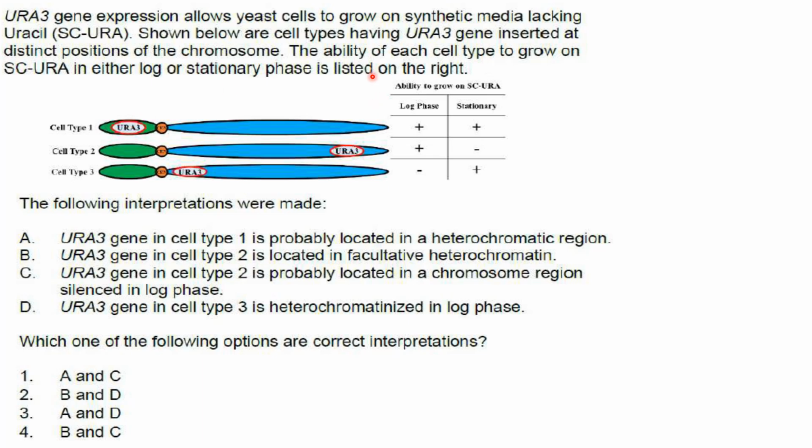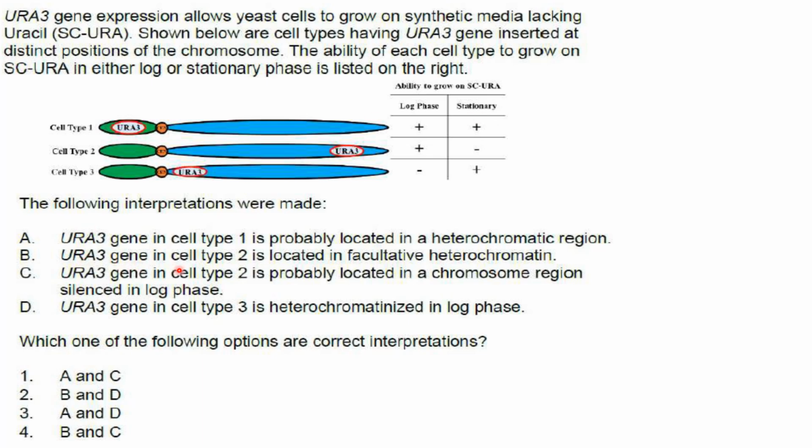What is heterochromatin? Heterochromatin is tightly packed DNA where the genes are silenced, and there are two types of heterochromatin. One is constitutive, which is permanently silenced, and facultative, which can switch between the active and the inactive state based on cellular conditions. So the first statement, URA3 gene in cell type 1 is probably located in the heterochromatic region. That is not true, because if it was heterochromatic, then it would not have expressed in the log phase and stationary phase. But here it is expressing in log phase and stationary phase.